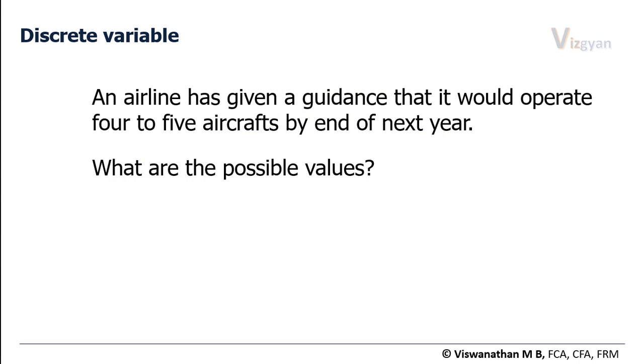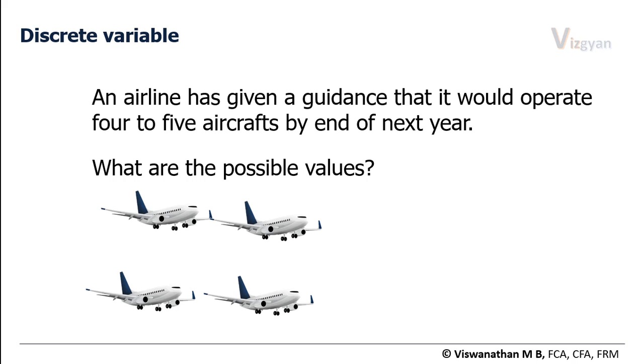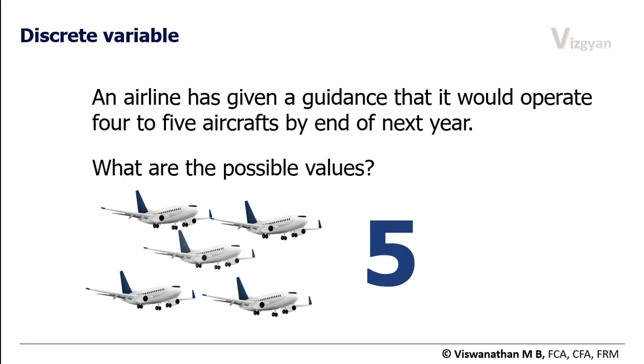Let us say there is an airlines and it has given a guidance that by next year they are likely to operate between 4 to 5 aircrafts. So the airline may have 4 aircrafts, or there is a possibility that they may have 5 aircrafts. Is it possible that they can have 4.5 aircrafts? No, right? That does not make any sense. Now this is an example of a discrete variable.